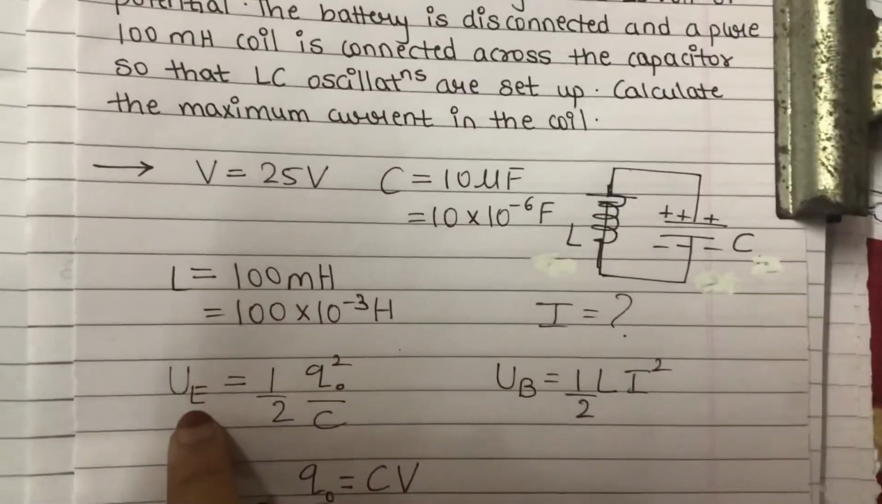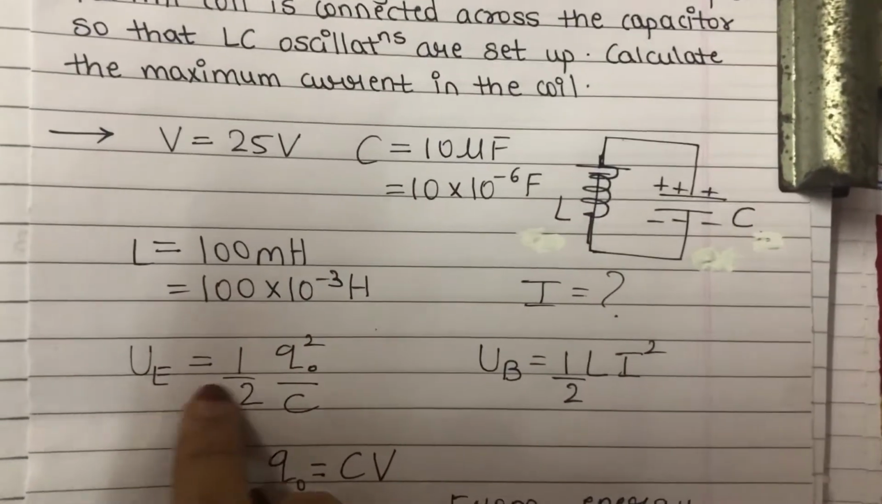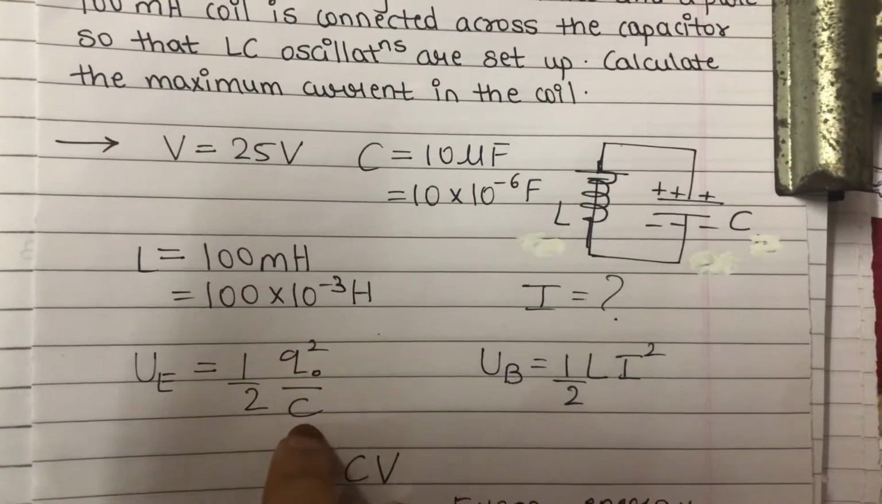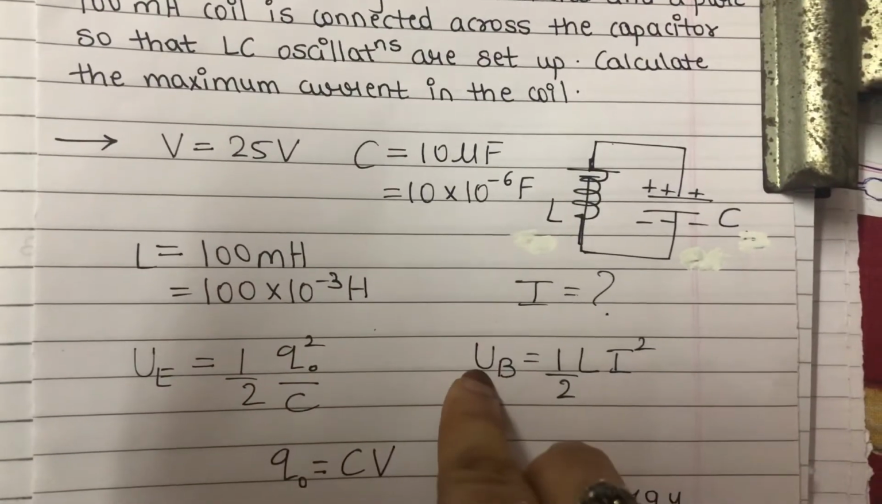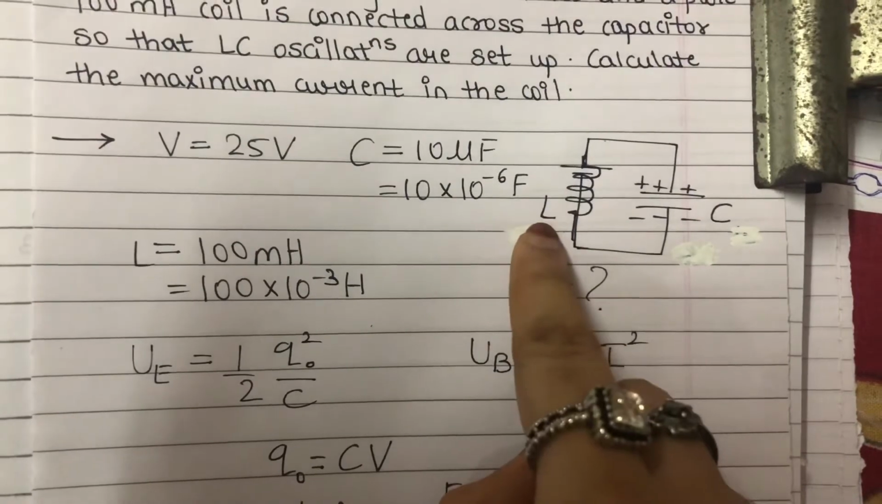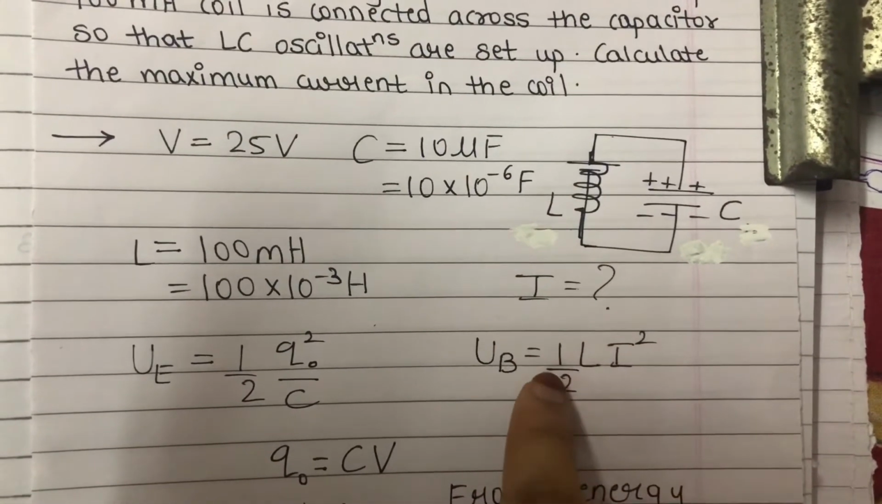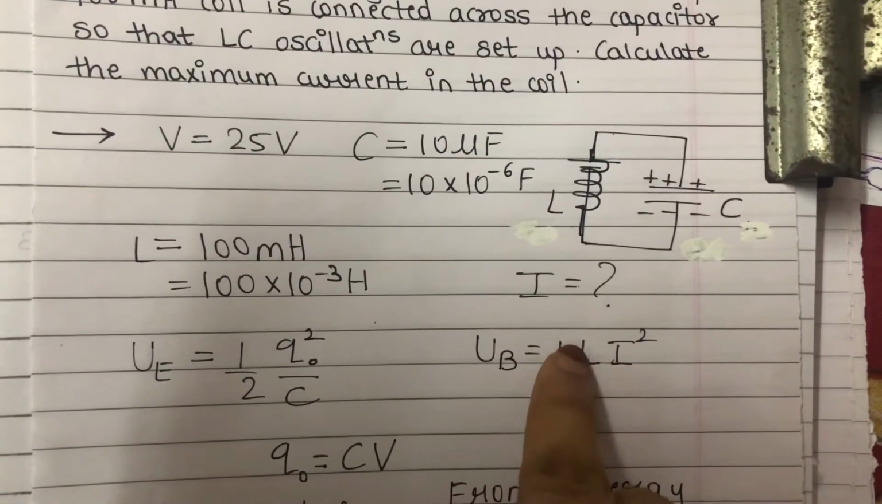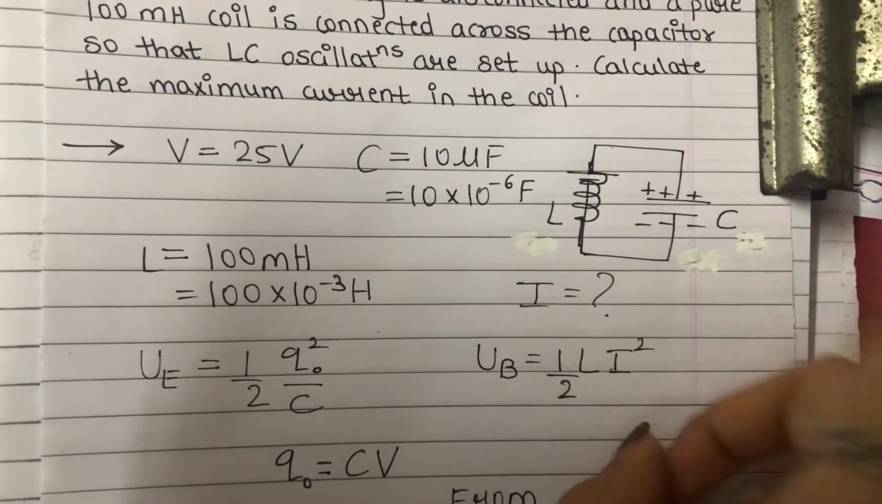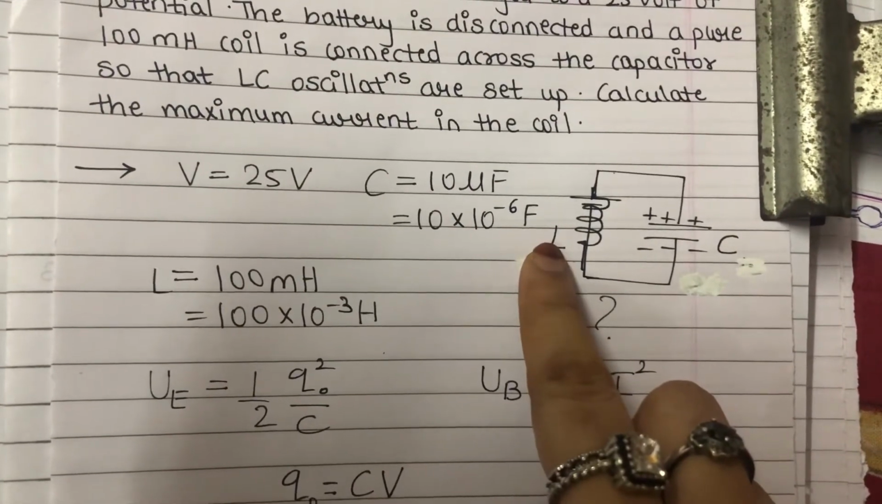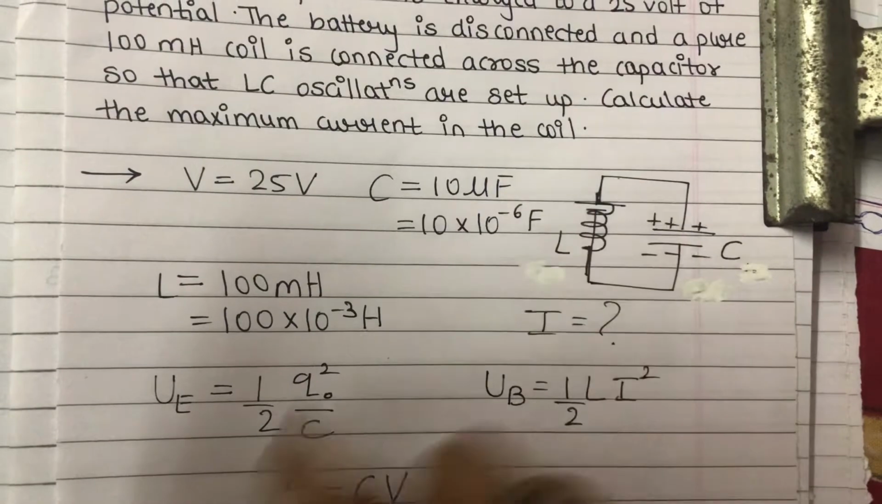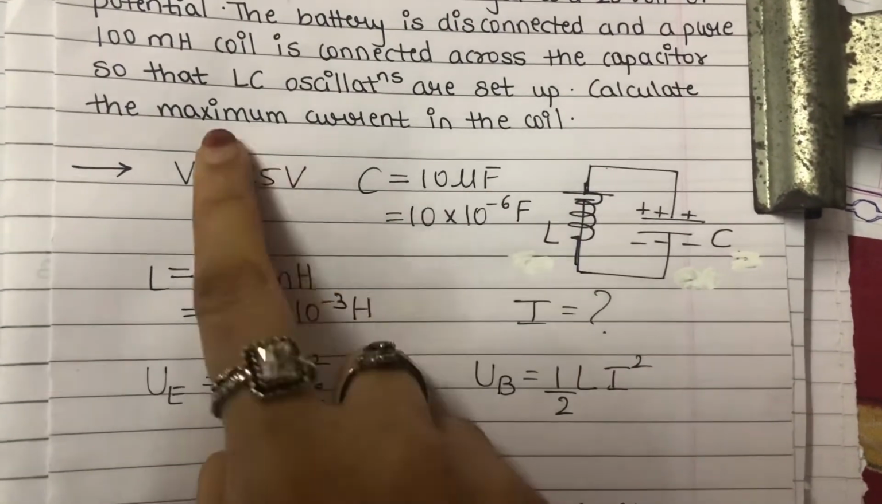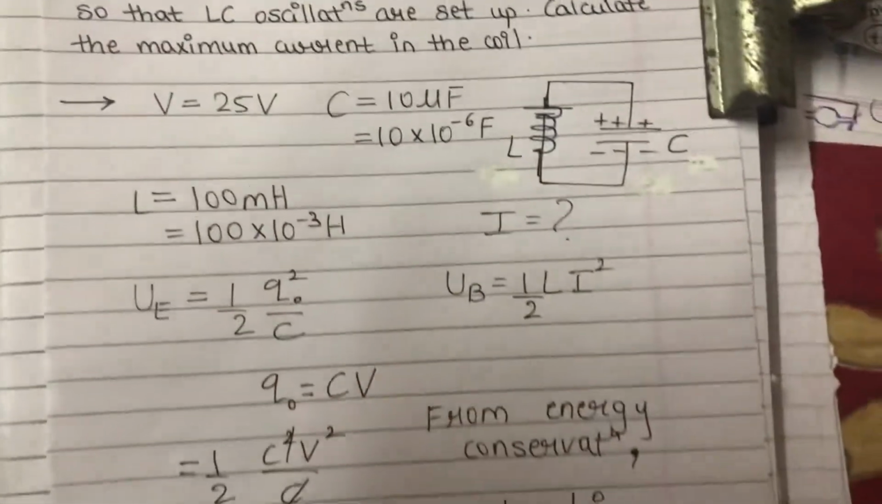So the energy stored between the plates of the capacitor is given by the formula half Q naught square upon C, and the energy stored in the inductor as magnetic energy is given by the formula half L i square. Now here the inductor is attached to the circuit to set up LC oscillations in the circuit. So what will be the maximum current in this coil?